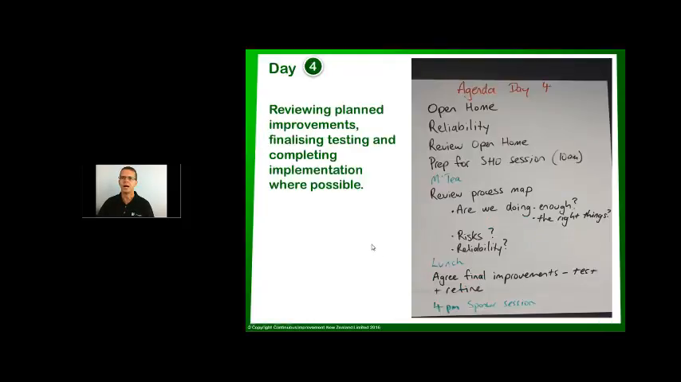Day 4, it's about reviewing the planned improvements, finalising the testing, and completing implementation wherever that's possible, or at least completing a second run of your plan, do, study, act cycles. So in this example, we had the open home, then we had a short training session on reliability or mistake proofing, and wanted people to be considering mistake proofing their solutions.